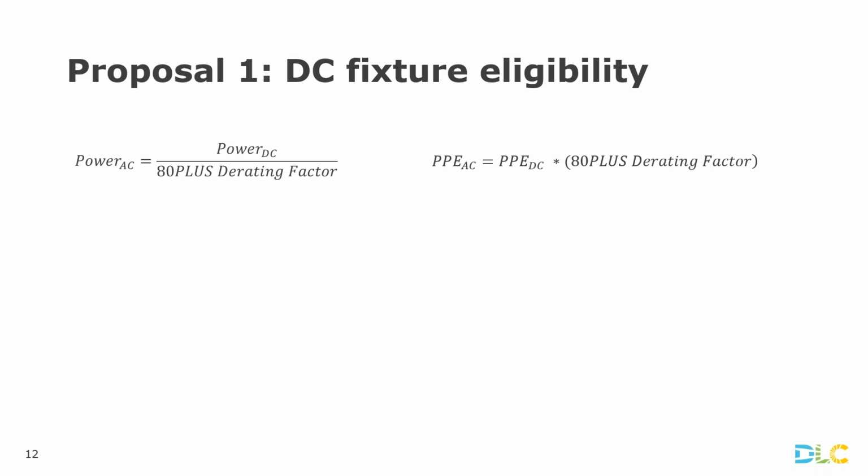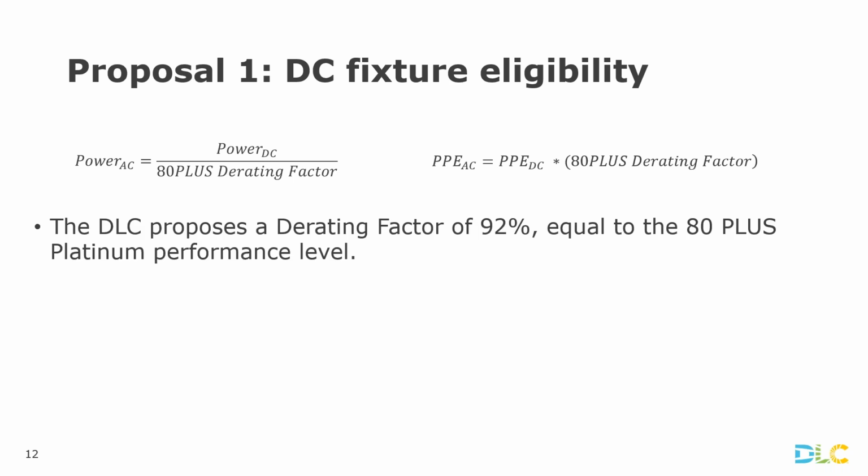Because when multiplying it by the derating factor, that would take you to that 1.9 minimum level that we have now. We propose a derating factor of 92%. That seems kind of high, but this is equivalent to the 80 Plus Platinum performance level at the 230, 240 volt level.